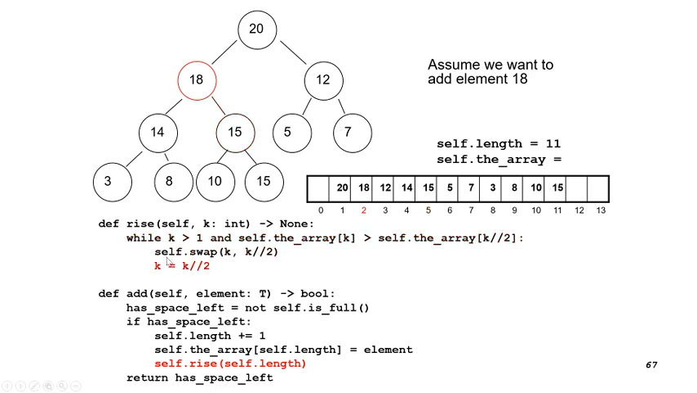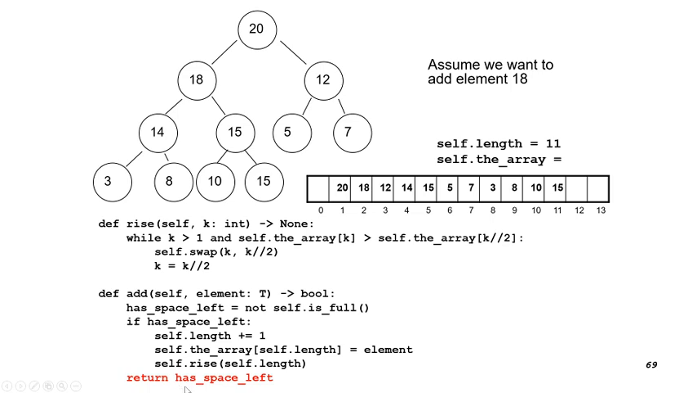So we swap those elements and then we divide by 2. Now k is equal to 2, so we're looking at this element here. And now we see k is greater than 1. We haven't hit the root yet, but at this stage, 18 is not greater than 20. Therefore, this condition will fail, and we've got it in its correct position.